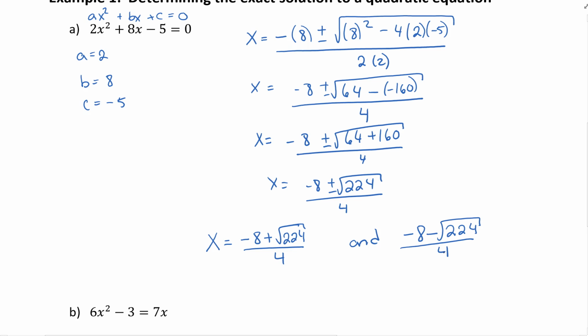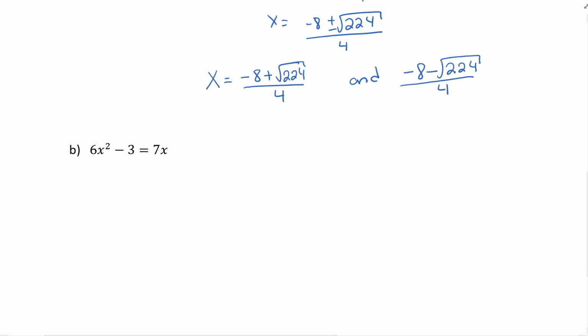So these are just numbers. If you were to actually punch this into your calculator, you would get a decimal value, which is fine. But when we're using the quadratic formula, we usually use it because we want those perfect roots, or exact roots. I shouldn't say perfect, but those exact roots, those non-decimal roots. Let's take a look at another example.